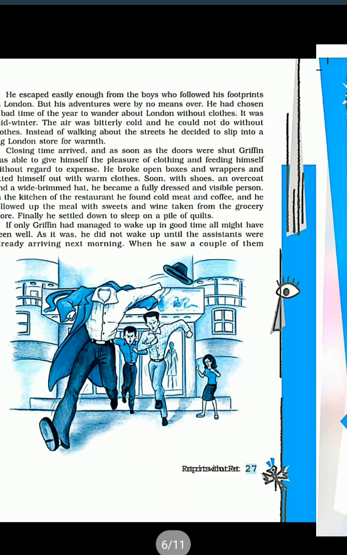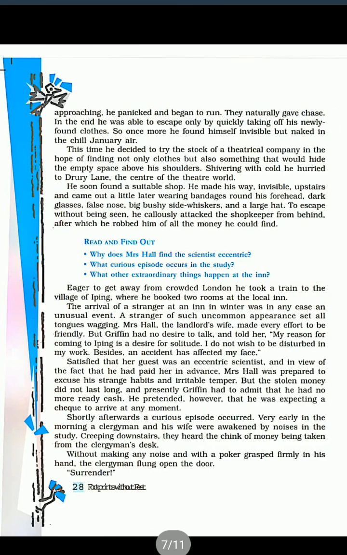When they came near, he panicked and began to run. But he could become invisible only if he was totally naked. So he took off his newly found clothes. Once more, he became naked in the chill January air. He hurried to Drury Lane, the center of the theatre world. He found a shop. He came out of the shop wearing bandages round his forehead, dark glasses, false nose, side whiskers, and a large hat. Then he attacked a shopkeeper and robbed him of all the money he could find.